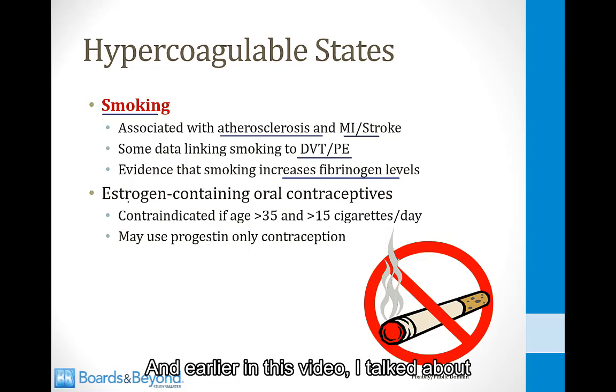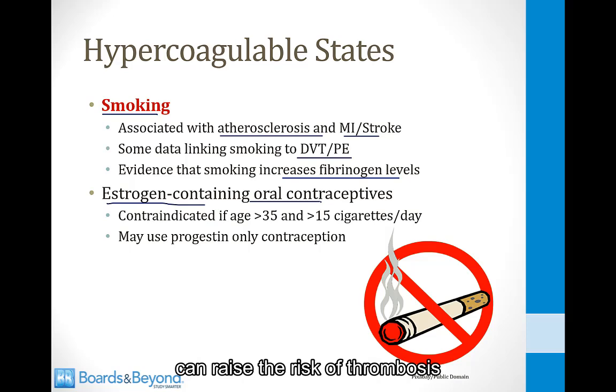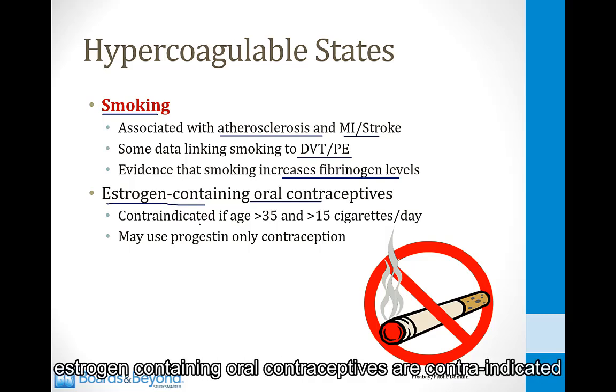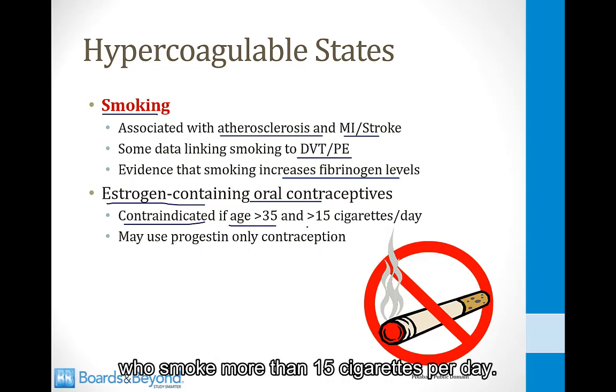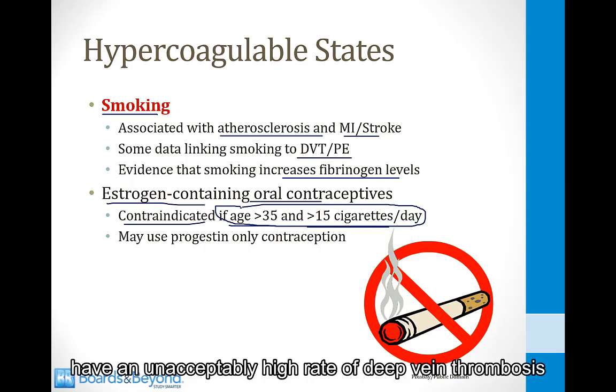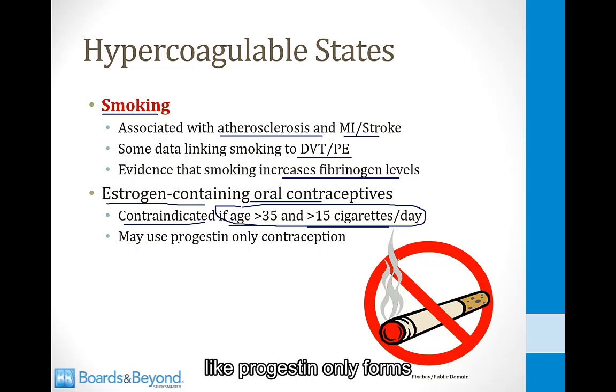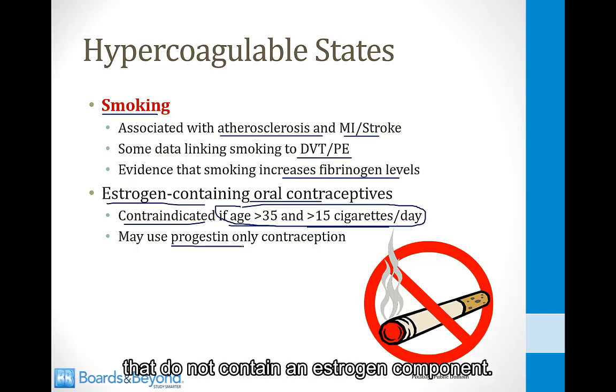And earlier in this video, I talked about how estrogen-containing oral contraceptives can raise the risk of thrombosis because estrogen drives production of clotting factors from the liver. And so for this reason, estrogen-containing oral contraceptives are contraindicated in women over age 35 who smoke more than 15 cigarettes per day. Women in this group who take estrogen-containing contraceptives have an unacceptably high rate of deep vein thrombosis or pulmonary embolism. These women can take other forms of contraception, like progestin-only forms that do not contain an estrogen component.